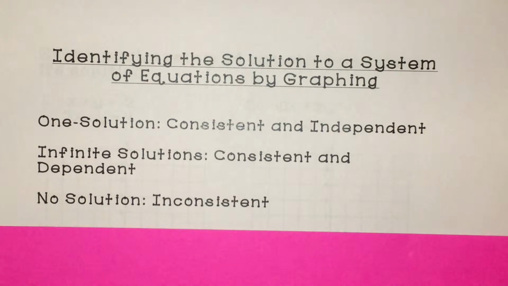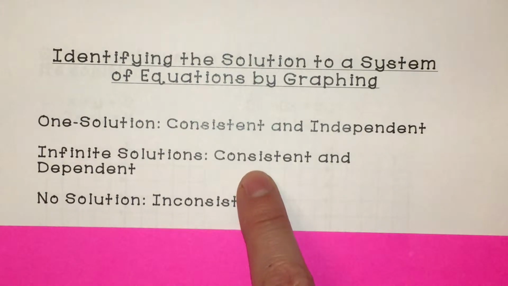Infinite solutions: if you have two equations that you graph, and when they graph, they actually end up being the same line, one on top of the other. That means there's infinite solutions because they intersect at every single point. So it's called consistent and dependent. So consistent, at least one solution, in this case, infinite solutions.